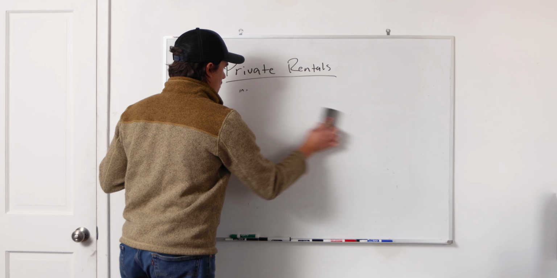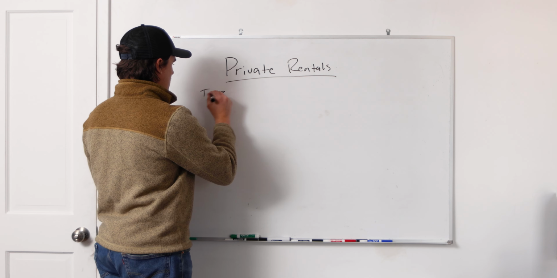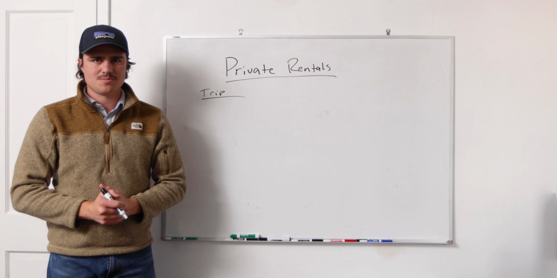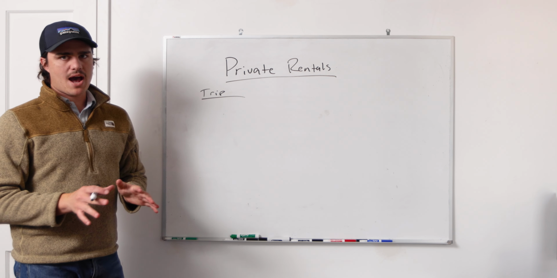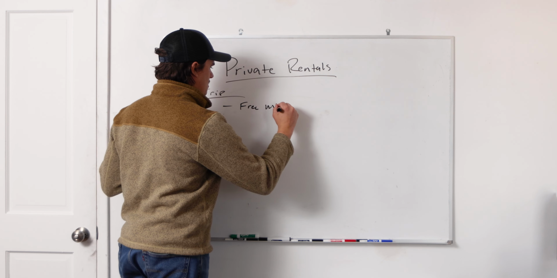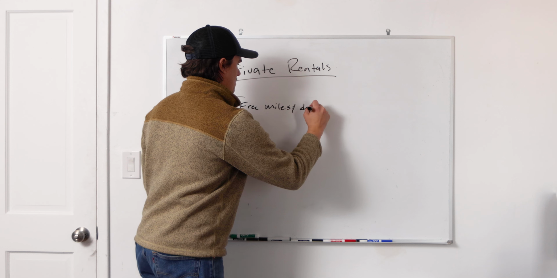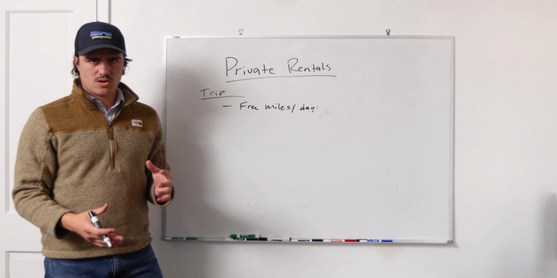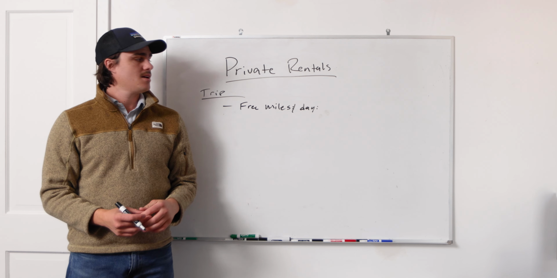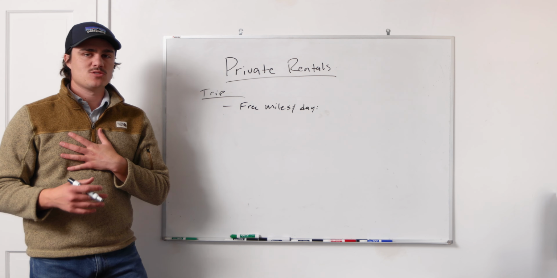The next thing I want to go over is the trip. Trip information, and maybe what it looks like a little bit. Let's start with miles. On Turo, I know the minimum's 200, typically 250 is kind of the average. But for private rental, what we do is 150 miles per day.